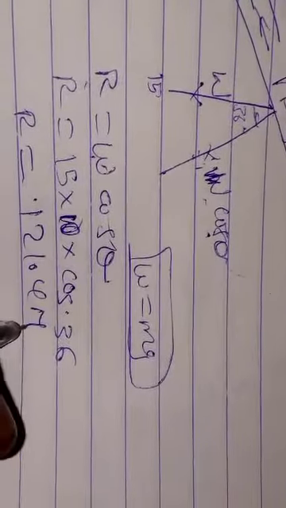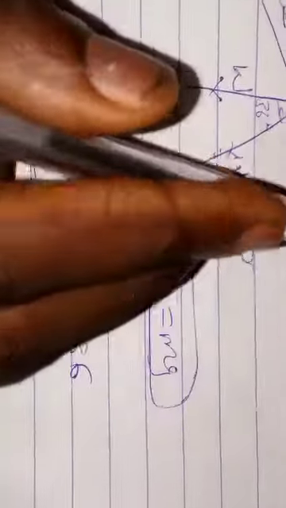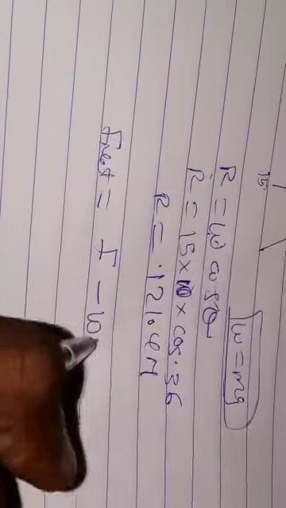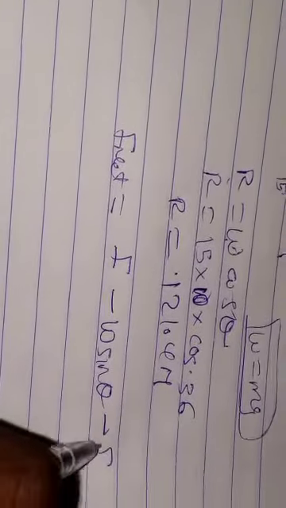So this is what? 121.4 Newton. Yes, so that's your R, but you are looking for this force. So using the formula, what is it? Net force is equal to F minus W sin theta minus frictional force.